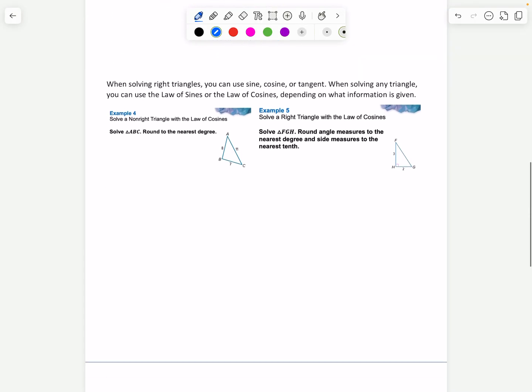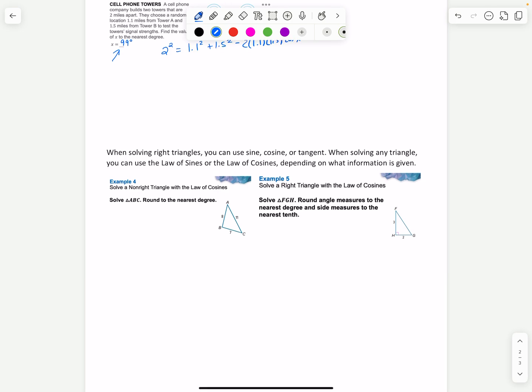Now, when solving right triangles, this is the last couple examples you're going to see. We can use sine, cosine, or tangent. When solving any triangle, you can use the law of sines or law of cosines, depending on what information is given. So when we have a right triangle, we can use any of the 3, sine, cosine, or tangent, that we've already learned. When it's not a right triangle, we can only use law of sine or cosine. And again, we're going to use law of cosine when we got that side angle side or side, side, side. We're going to use the law of sines when we have a different one.